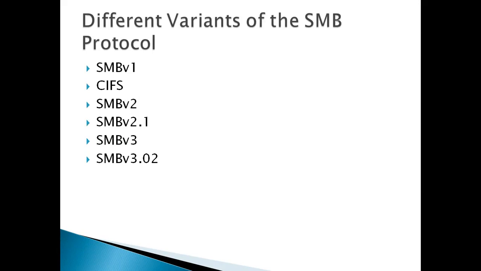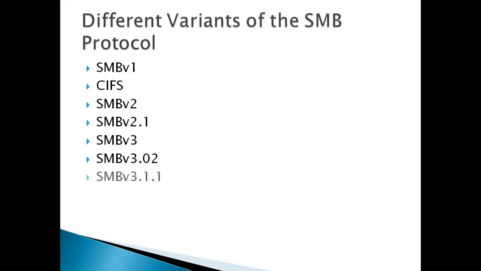SMB version 1 became obsolete because of vulnerabilities found in it. Because of this vulnerability in SMB version 1, attacks like the ransomware attack were found in 2017, I believe, and lots of devices were affected by that attack, which happened due to the availability of SMB version 1.